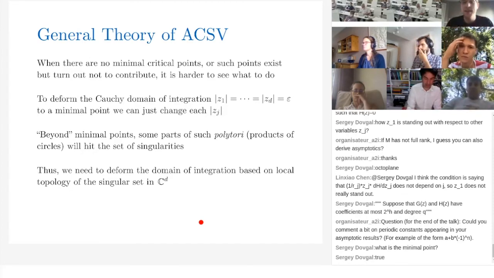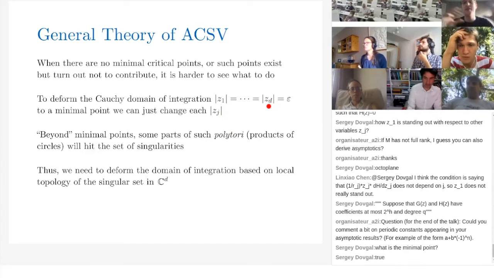And so again, I think Sergey was asking about this before: how do we deform our domains of integration when we're doing this? If you have a minimal point, because it's on the boundary of the domain of convergence, or because it's coordinate-wise closest to the origin, you can actually deform close to it just by deforming the moduli of your coordinates. So you can basically take the circles you're integrating over and expand them to get close there. So you don't have to think too much when you're trying to do these deformations.